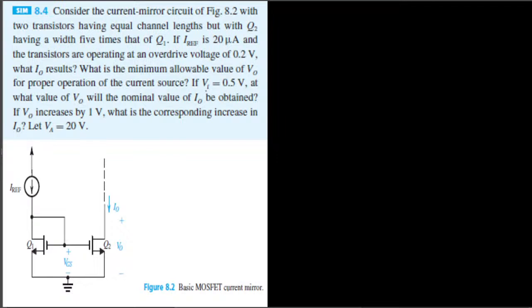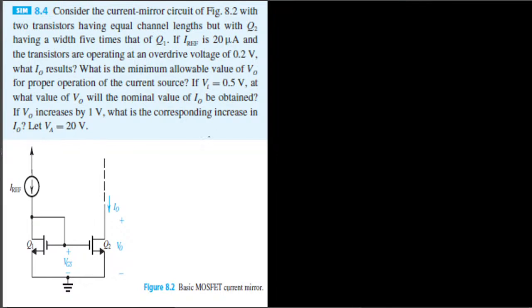current source? If Vt is equal to 0.5 volt, at what value of V0 will the nominal value of I0 be obtained? If V0 is increased by 1 volt, what is the corresponding increase in I0? Let Va be equal to 20 volt.